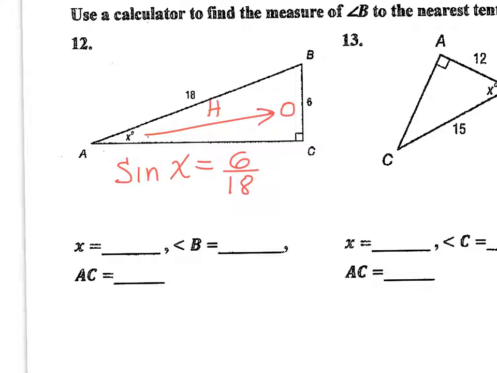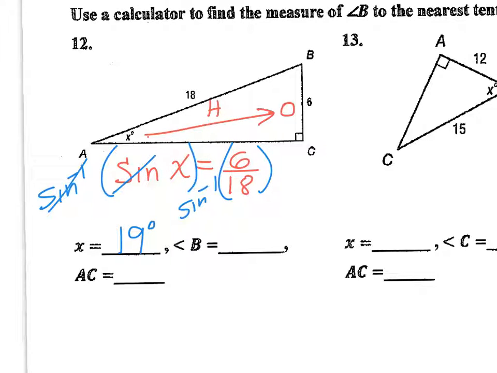So how do I get rid of the sine? Do I divide by sine? No. Arc sine, or inverse sine. So you take the arc sine of both sides. That way you can cancel the sine with the arc sine. And in the calculator you put arc sine of 6 over 18. And that is supposed to be, how many degrees is that? I got 19.5.